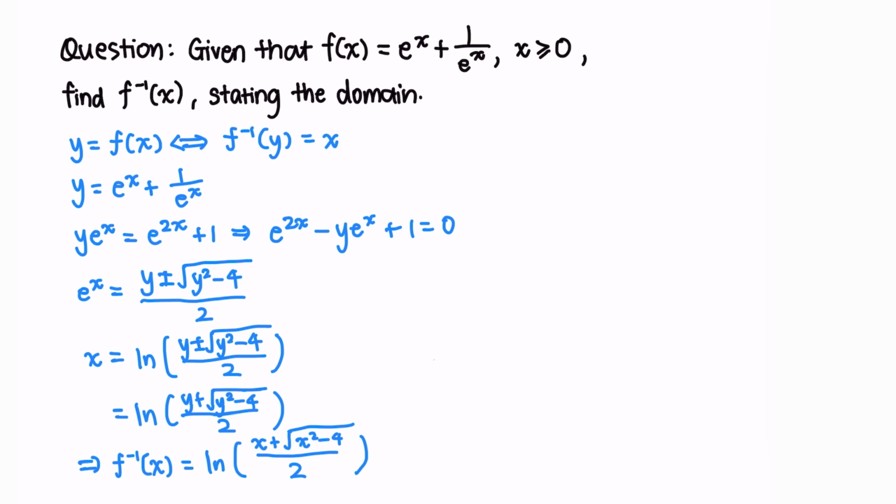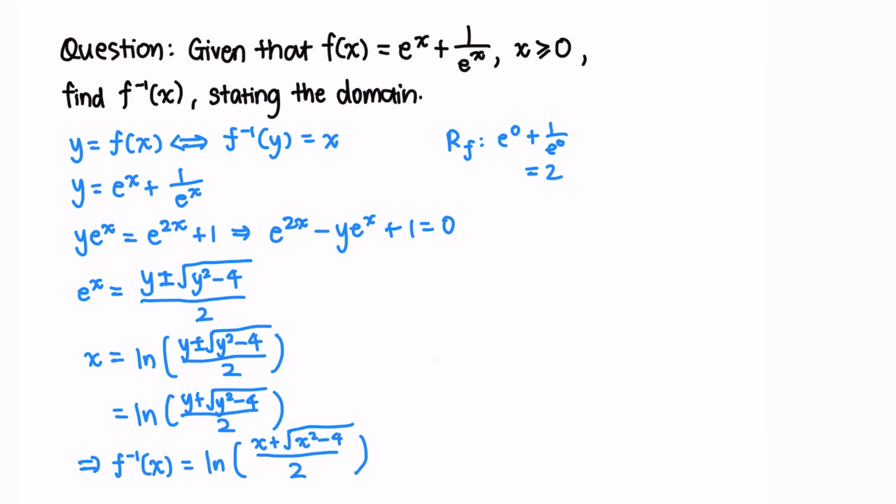Again, the domain of f inverse is equal to the range of f. So let's find out what the range of f is. To find out the range of f, we want to look at the domain that they provided us and maybe any minimum or maximum points. But if we look at this, there's unlikely to be any minimum or maximum points because this will keep increasing and increasing. So we can just substitute in x equals 0, which gives e to the power 0 plus 1 over e to the power 0, which is just equal to 2.